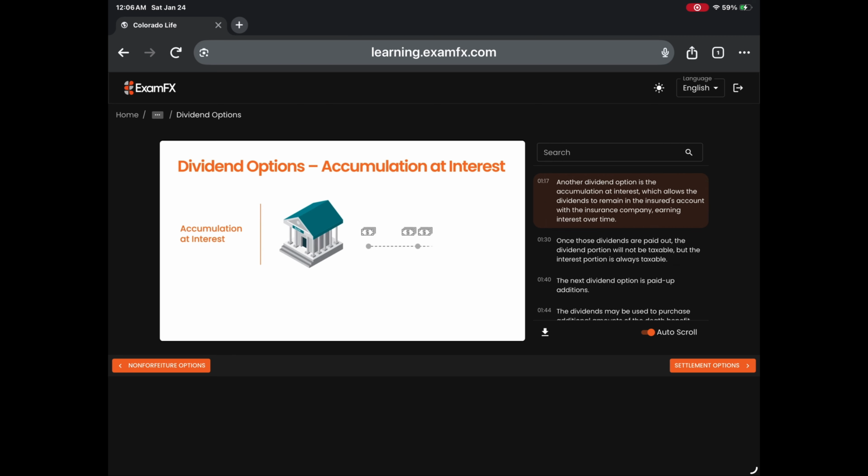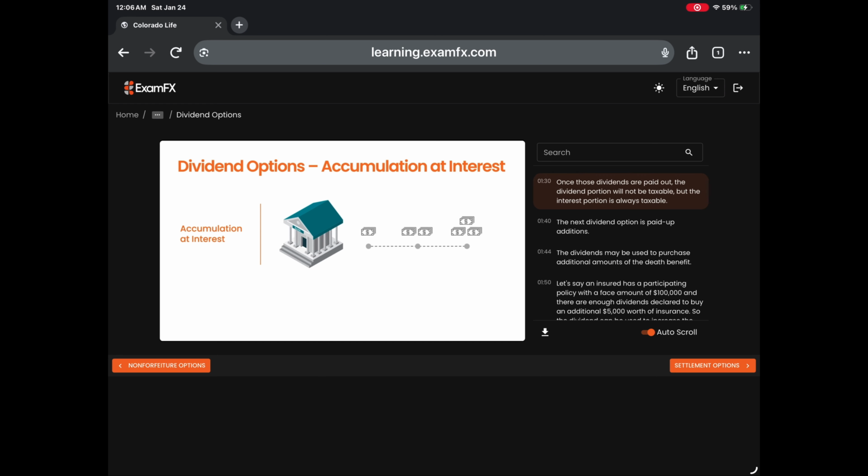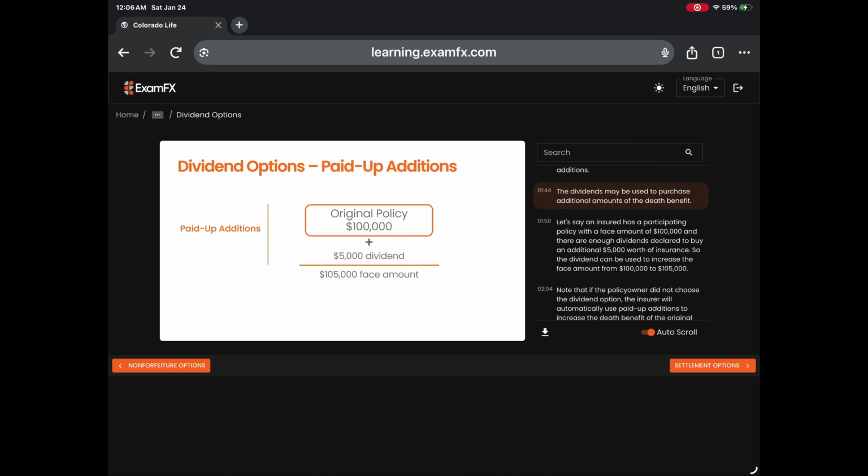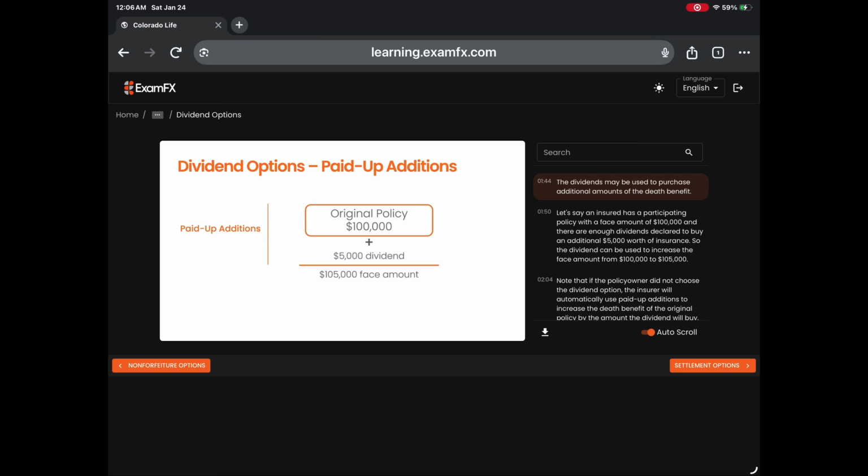Another dividend option is the accumulation at interest, which allows the dividends to remain in the insured's account with the insurance company, earning interest over time. Once those dividends are paid out, the dividend portion will not be taxable, but the interest portion is always taxable. The next dividend option is paid up additions. The dividends may be used to purchase additional amounts of the death benefit.